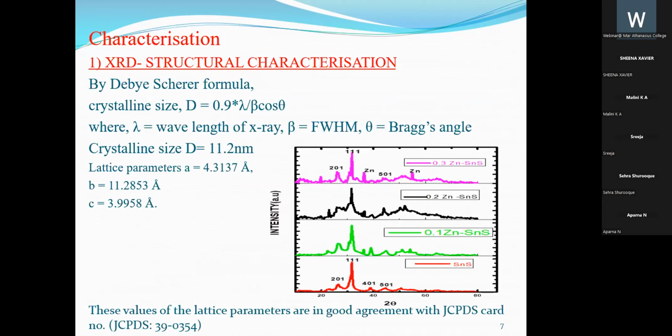These are the characterizations we did. First of all, the structural characterization. To understand the structure, we use XRD analysis. These are the XRD patterns we got, and here the main orientation is around the 1-1 plane. That means the prepared film has an orthorhombic structure. The crystalline size we measured using the Scherrer formula, and the particle size is 11.2 nanometer, and these are the lattice parameters we measured.